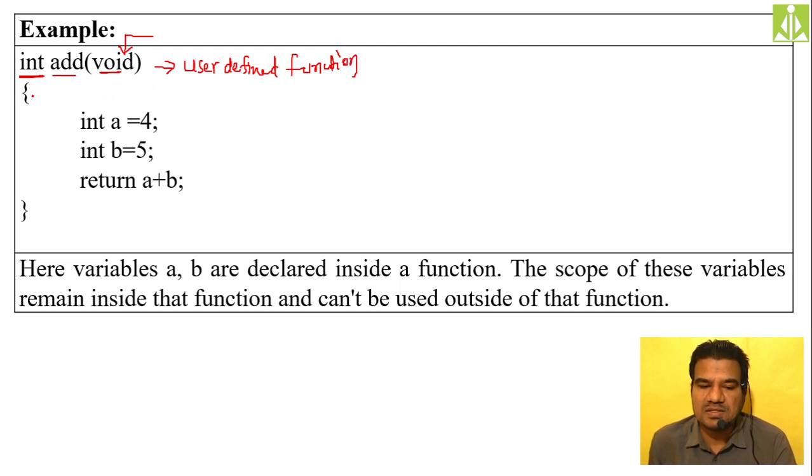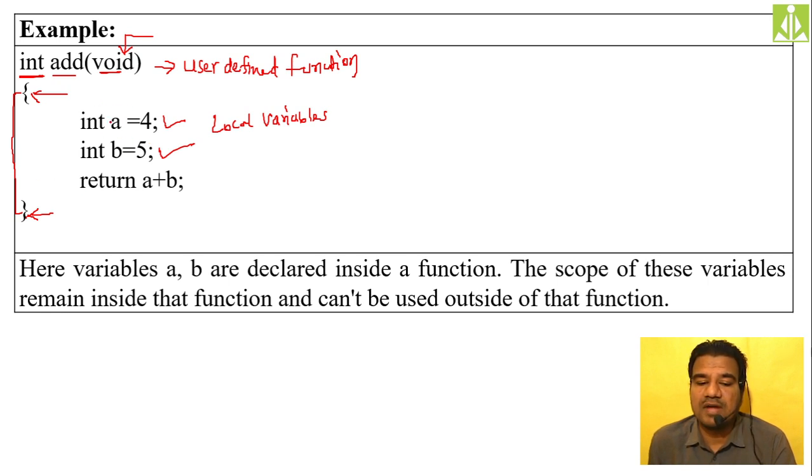And inside this block, this is the starting point for the block, and this is the end point for the block. Inside this user defined function, we are declaring two variables, variable a and variable b. As they are defined within the function block, we call them local variables, local to this block.